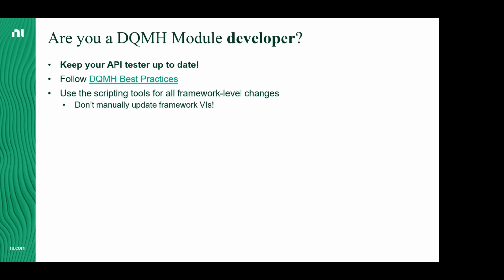You should never, ever have to edit a user event-based VI in DQMH. The scripting tools should handle all of that for you. If you find yourself going in and manually dropping a create user event function somewhere, you're doing something wrong. You're not using the scripting tools the way you should be.